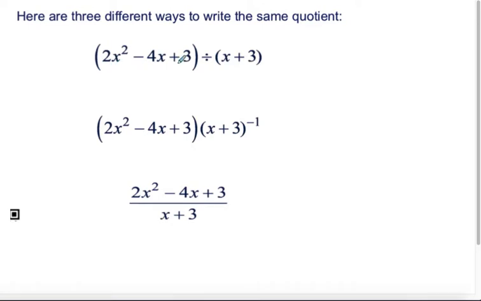You can write a polynomial divided by a group, or multiplied by the group x plus 3 raised to the negative 1 power, because as you know, negative 1 means to find the inverse, the reciprocal. So 1 over x plus 3 would be the reciprocal, and that means division. And you can also write it as a fraction, a polynomial divided by a polynomial. So all three ways mean the same thing, and that is to divide. All right, so let's look at some examples.